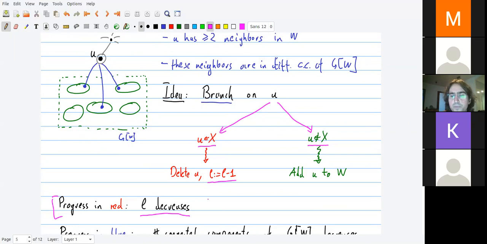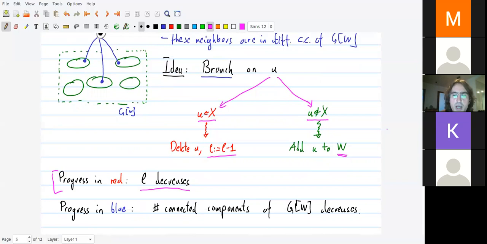In the other branch, the green branch, we are assuming that u is not taken into the solution. So what we can do is mark u as undeletable, because we already decided it will not go to the solution. So we can safely include u into W, because W is the set of undeletable vertices. Now the main point is, what is the progress here? This is unclear at the beginning, because we did not decrease the budget. It doesn't seem that we have made some progress in the branch.